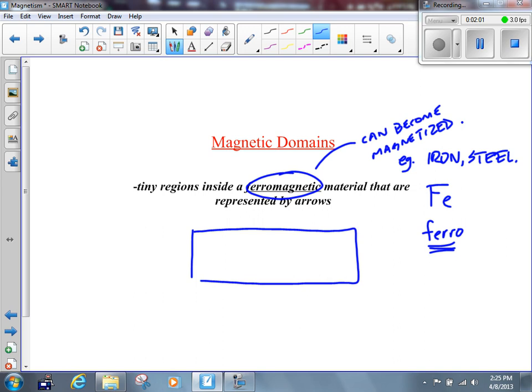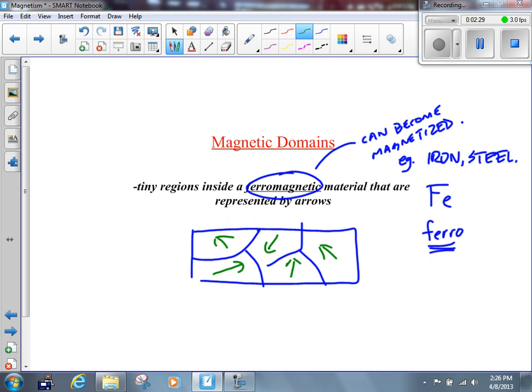Here's my piece of iron or steel or whatever ferromagnetic material we have. Here are my little regions inside this ferromagnetic material. Here are my little arrows representing these little magnetic domains. They're pointing in random directions. Now understand, if you look at this ferromagnetic material under a microscope, you're not going to physically see arrows. We're using arrows to represent domains.